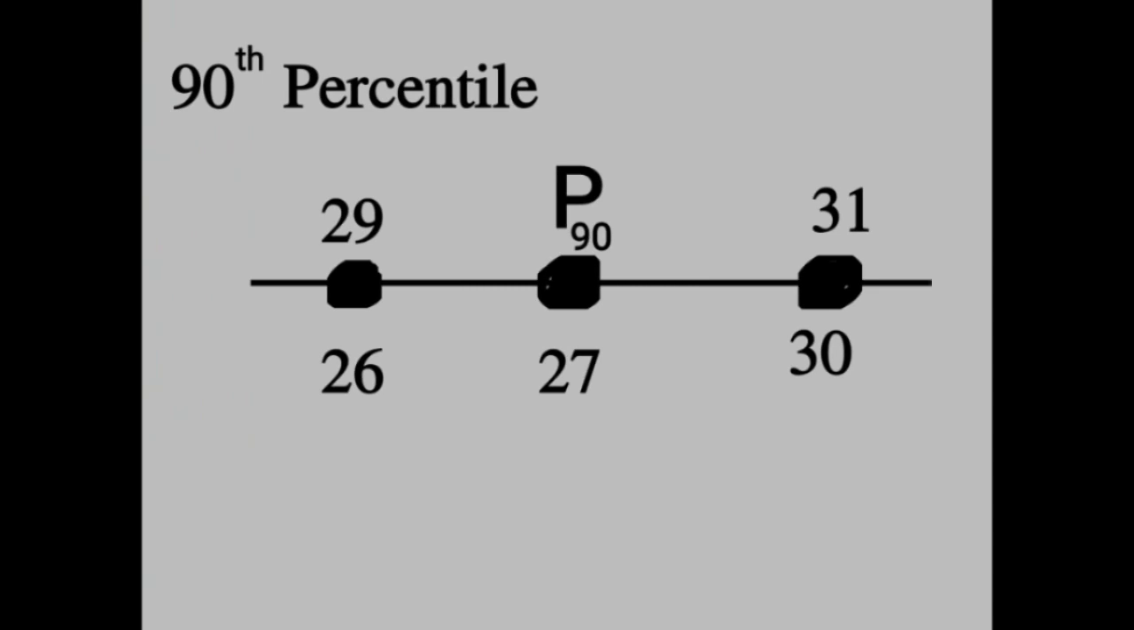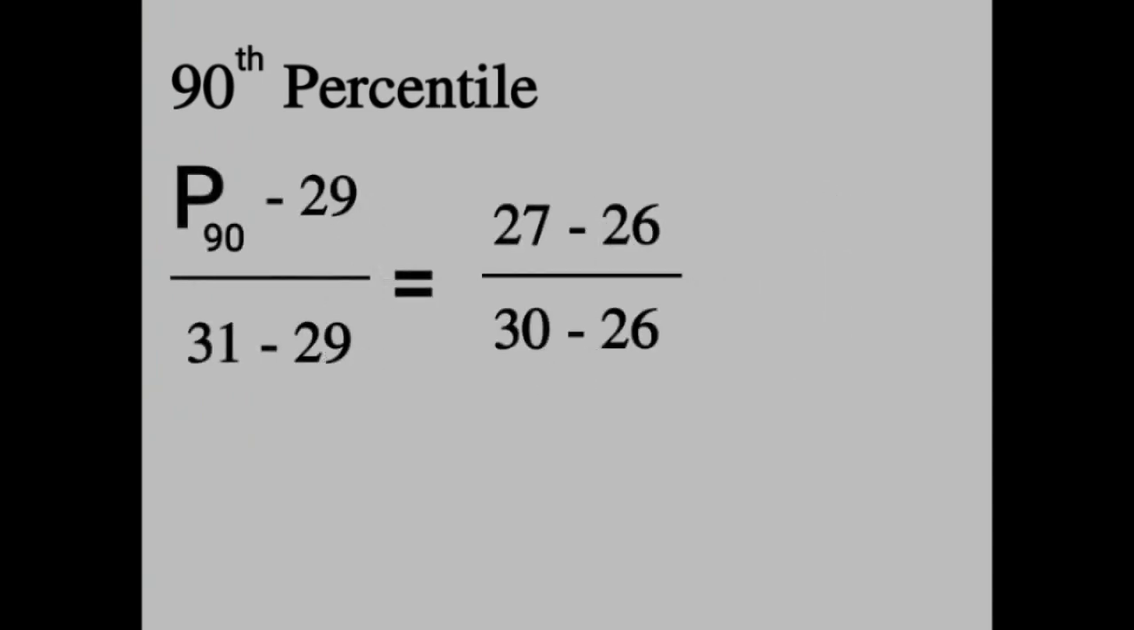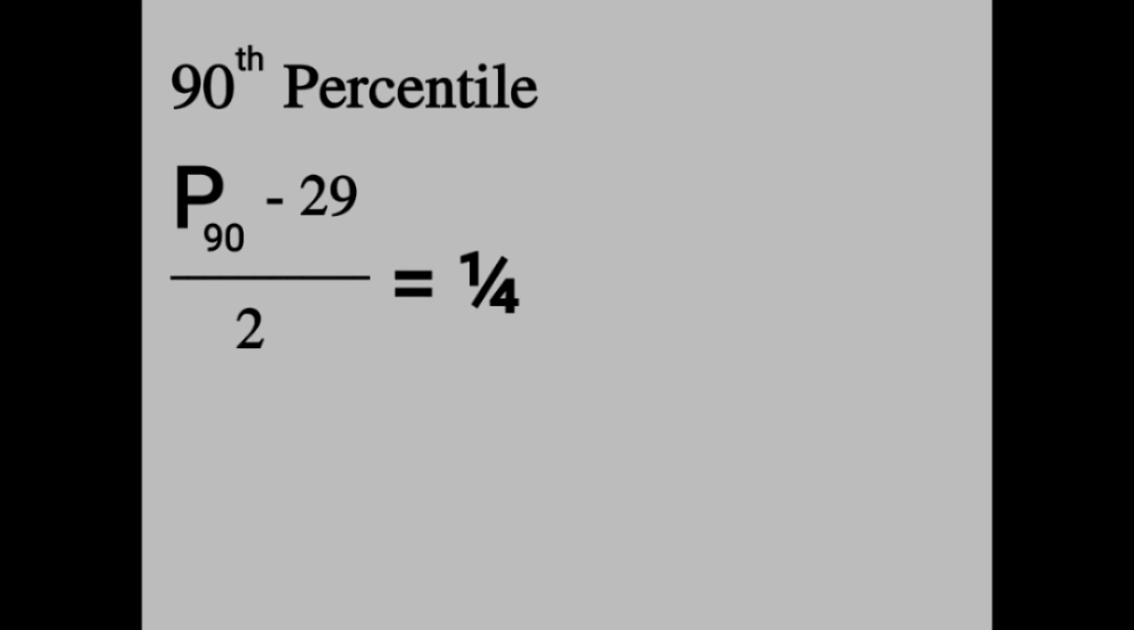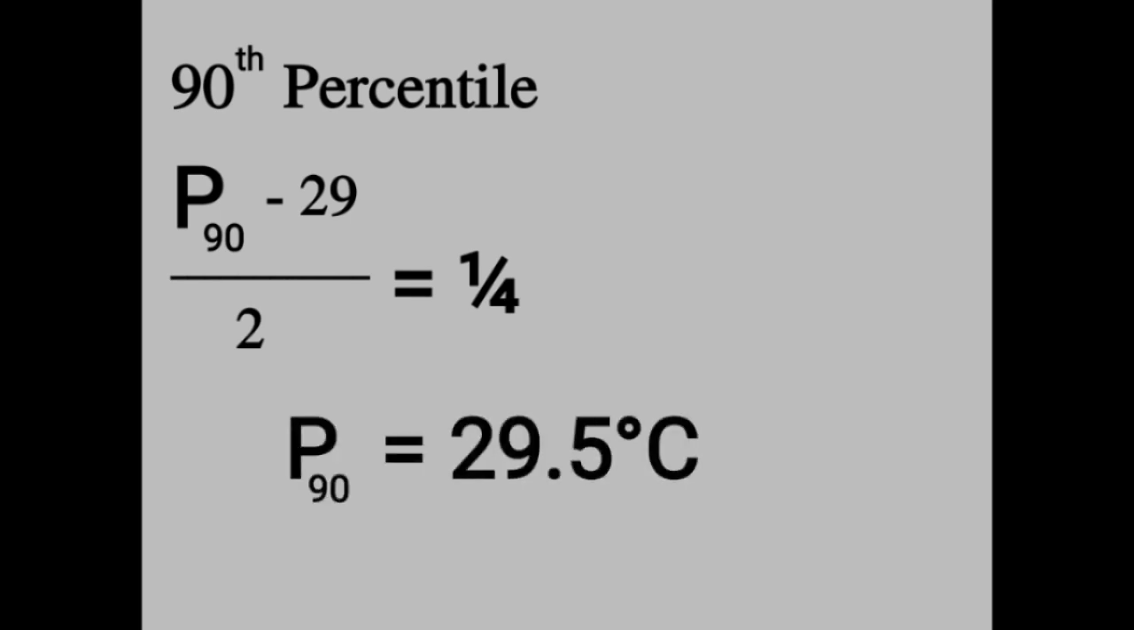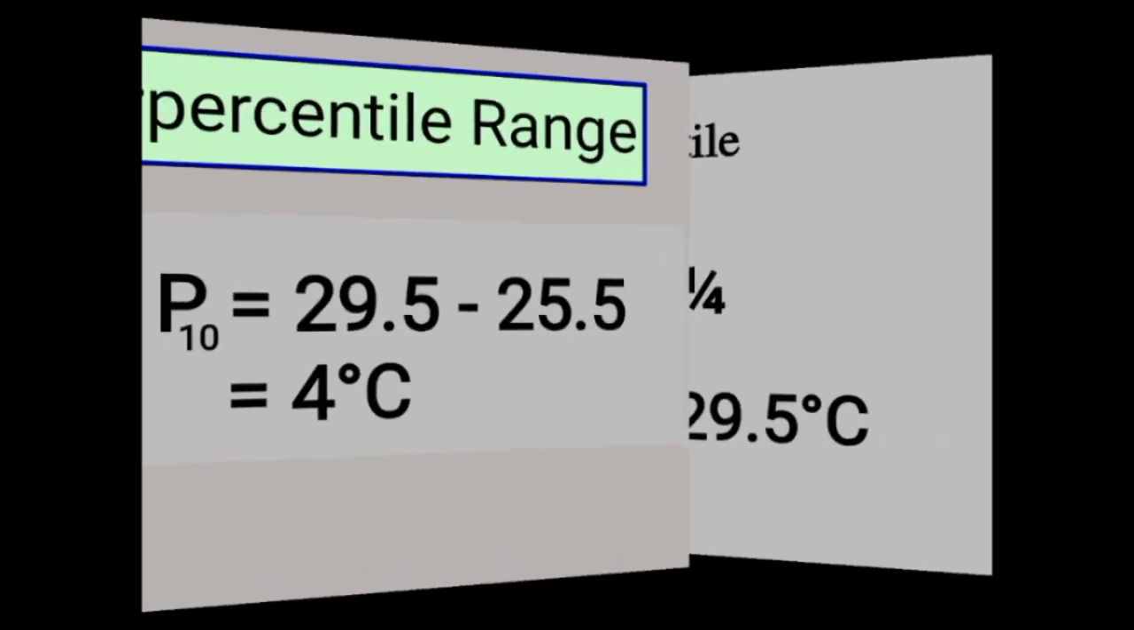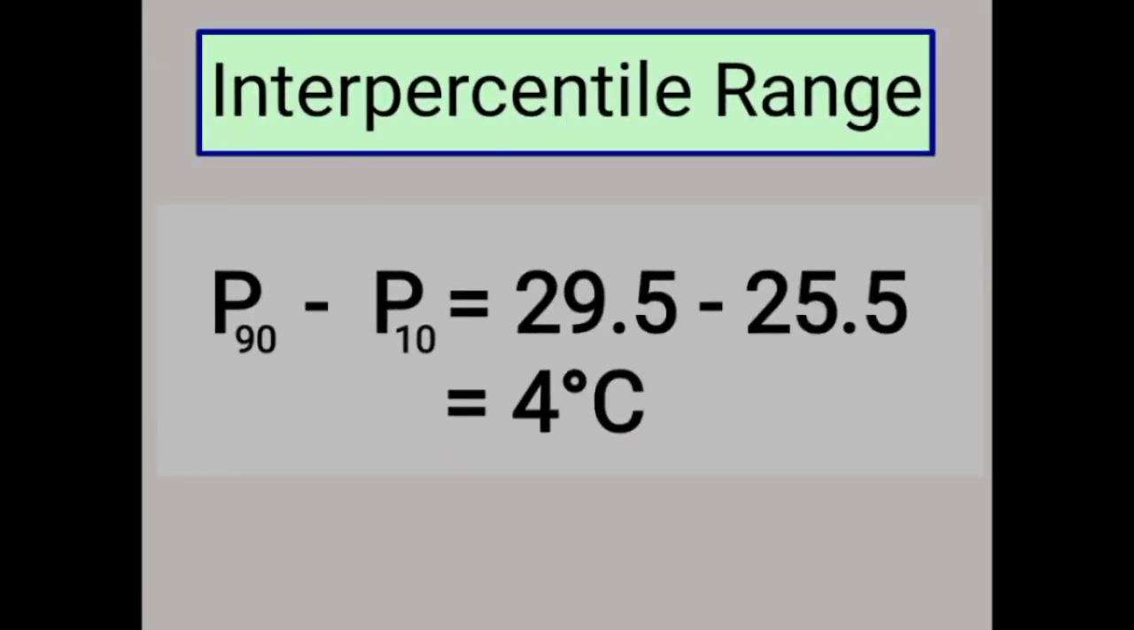So, (P90 minus 29) over (31 minus 29) equals (27 minus 26) over (30 minus 26). (P90 minus 29) over 2 equals 1 over 4. P90 equals 29.5 degrees Celsius. And hence the 10th to 90th interpercentile range is P90 minus P10 equals 29.5 minus 25.5 equals 4 degrees Celsius.